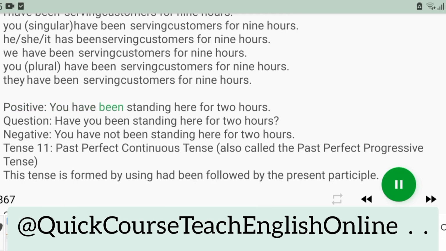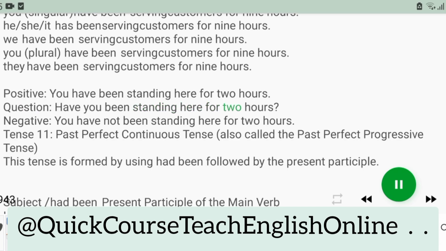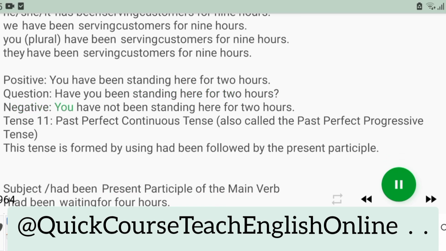Positive. You have been standing here for 2 hours. Question. Have you been standing here for 2 hours? Negative. You have not been standing here for 2 hours.